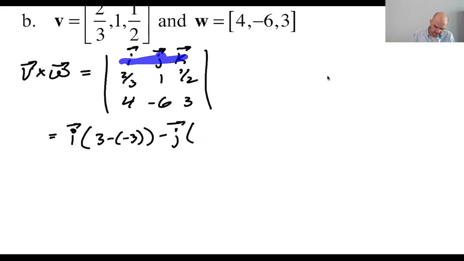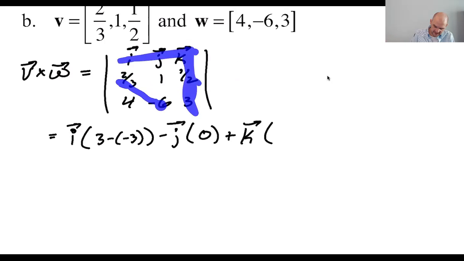We cross out the row and the column. So it's 2 times, so 2/3 times 3 is 2, and then minus 2. So 0, that's interesting. Plus k, row gone, column gone.